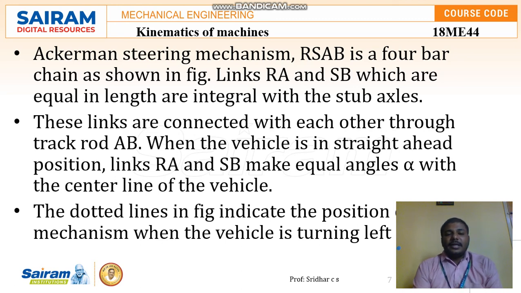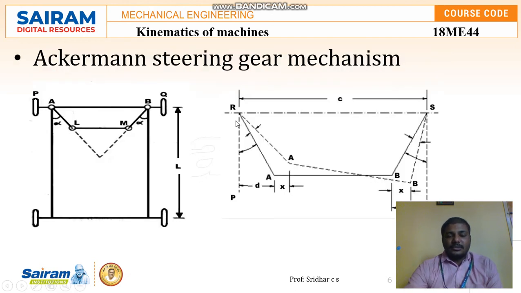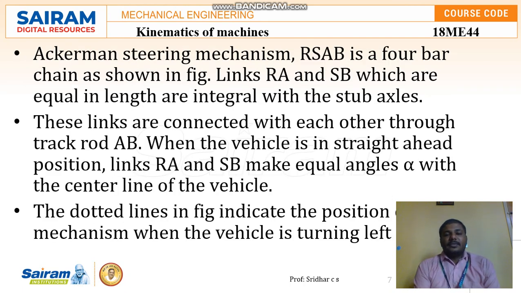The dotted line in the figure indicates the position of the mechanism when the vehicle is turning left. You can see these dotted lines showing the angle of position when the vehicle is taking the left turn. This is how the Ackermann steering gear mechanism is proved. So this is how the steering mechanism works. We have two different mechanisms derived, the Davis and the Ackermann steering mechanism. This is the working principle of the Ackermann steering mechanism.